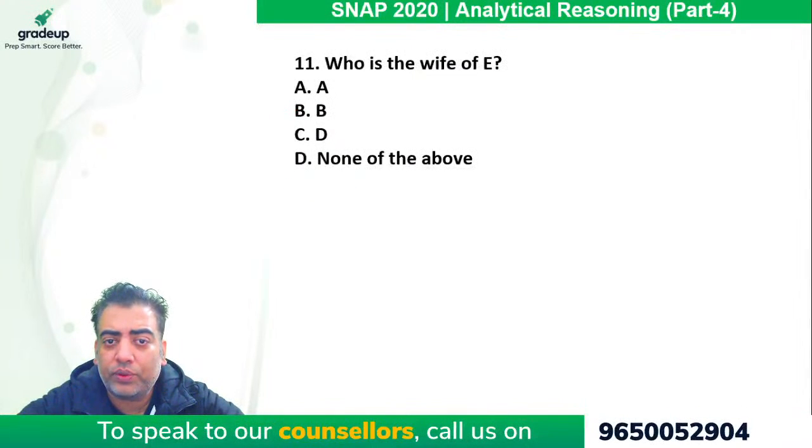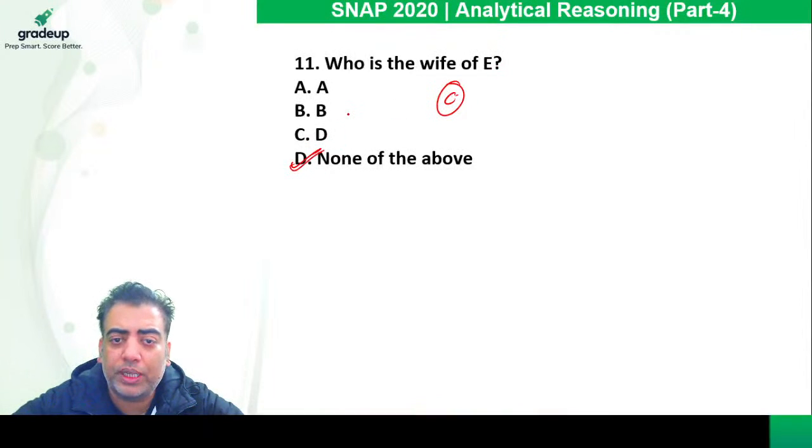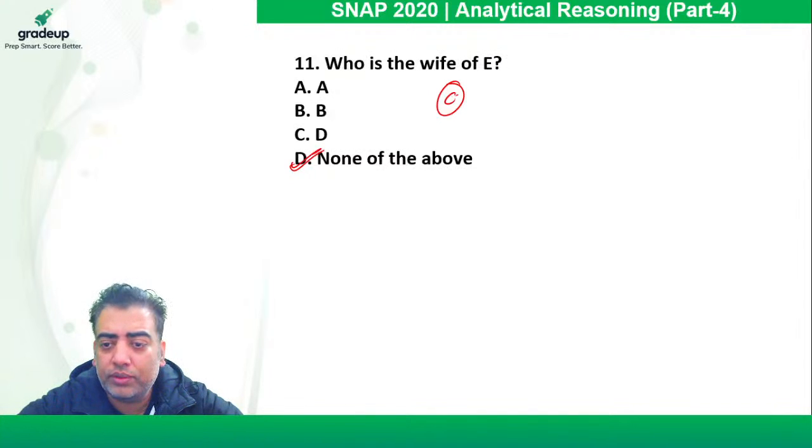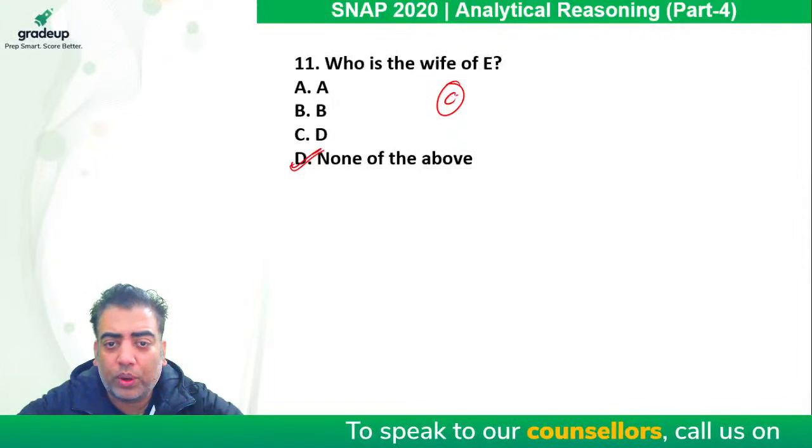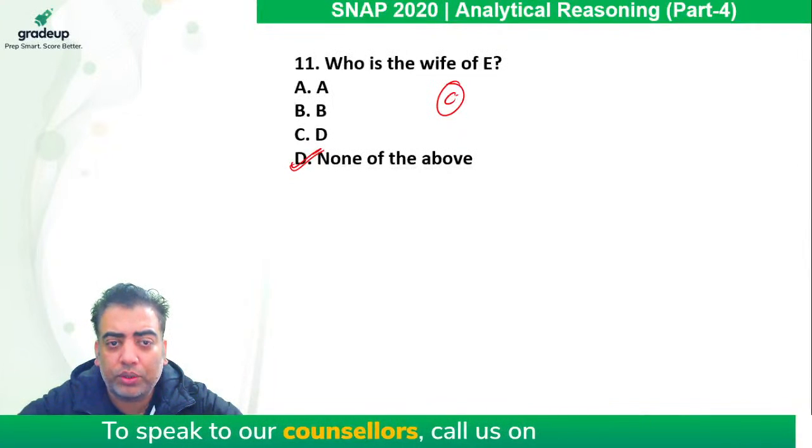Who is the wife of E? So we have already done it. The wife of E is C. So the correct answer option comes out to be D, which is none of the above. I hope all three questions are clear, guys. Shall we move on to the next one?